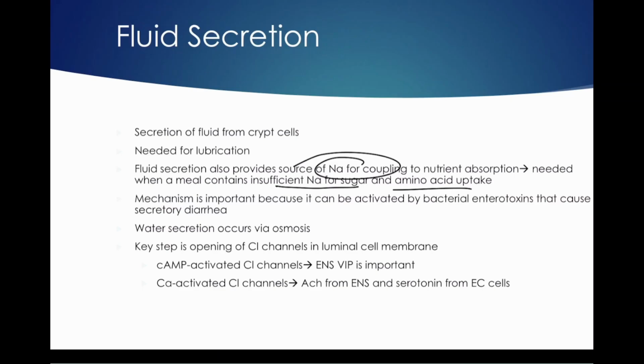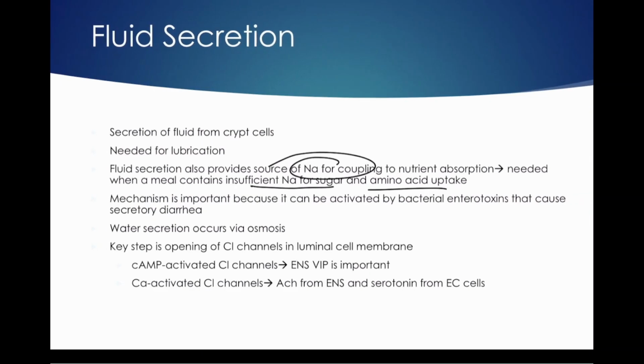Mechanism is very important because it can be activated by bacterial enterotoxins that cause secretory diarrhea. Okay, if you've ever been to different countries where they have different flora and fauna in their food, and you eat those things, you get stomach problems. It's because you're not used to those type of things that are in the food the way they are. It can cause these enterotoxins that cause huge amounts of diarrhea to occur.